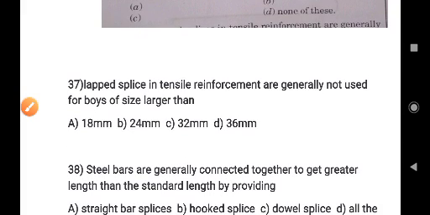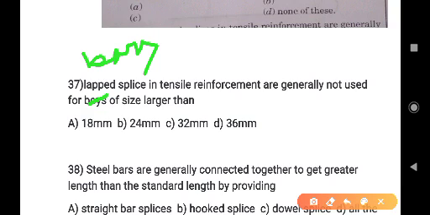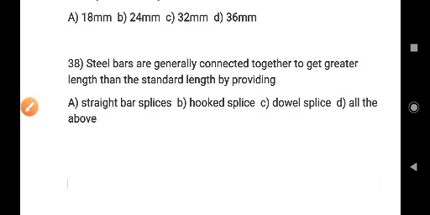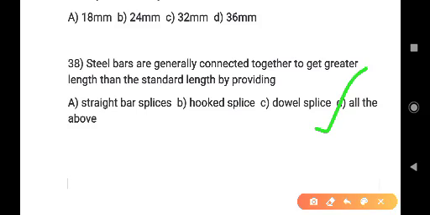Question number 37. Lap splice in tensile reinforcement is generally used for bars of size larger than 36 millimeter. Question number 38. Steel bars are generally connected together to get greater length than the standard length by providing straight bars, hooked splice, dowel splice, all the above. Here all options are correct, so option D is right answer.